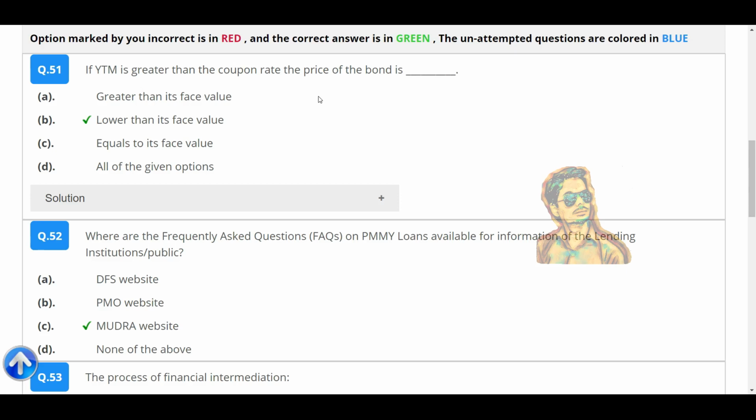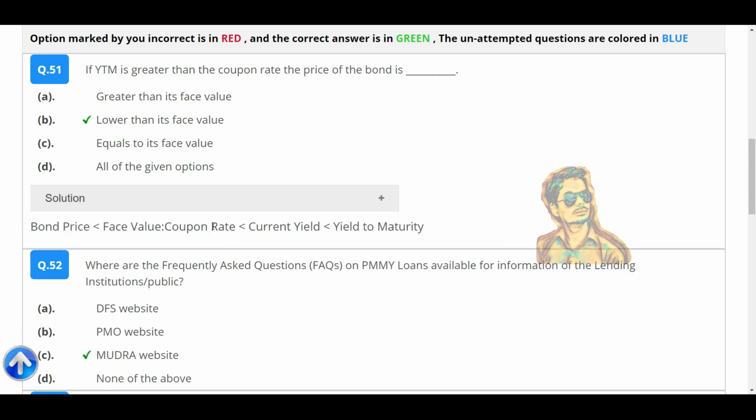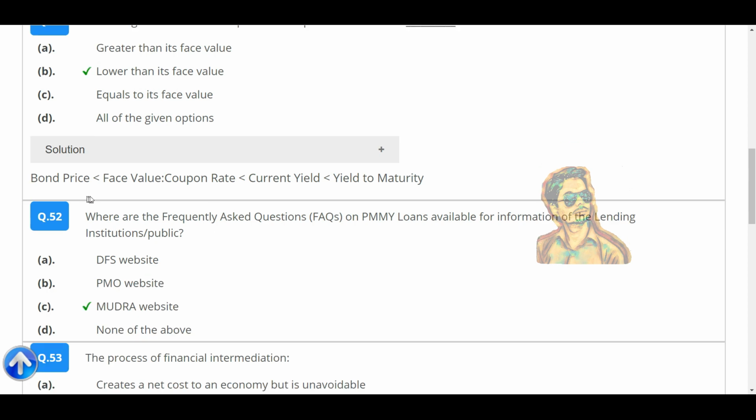My friends, here I'm going to show you some questions of IIBF examinations. If YTM is greater than coupon rate, the price of the bond is dash lower than its face value. Okay, bond price less than face value, coupon rate less than current yield, less than yield to maturity.